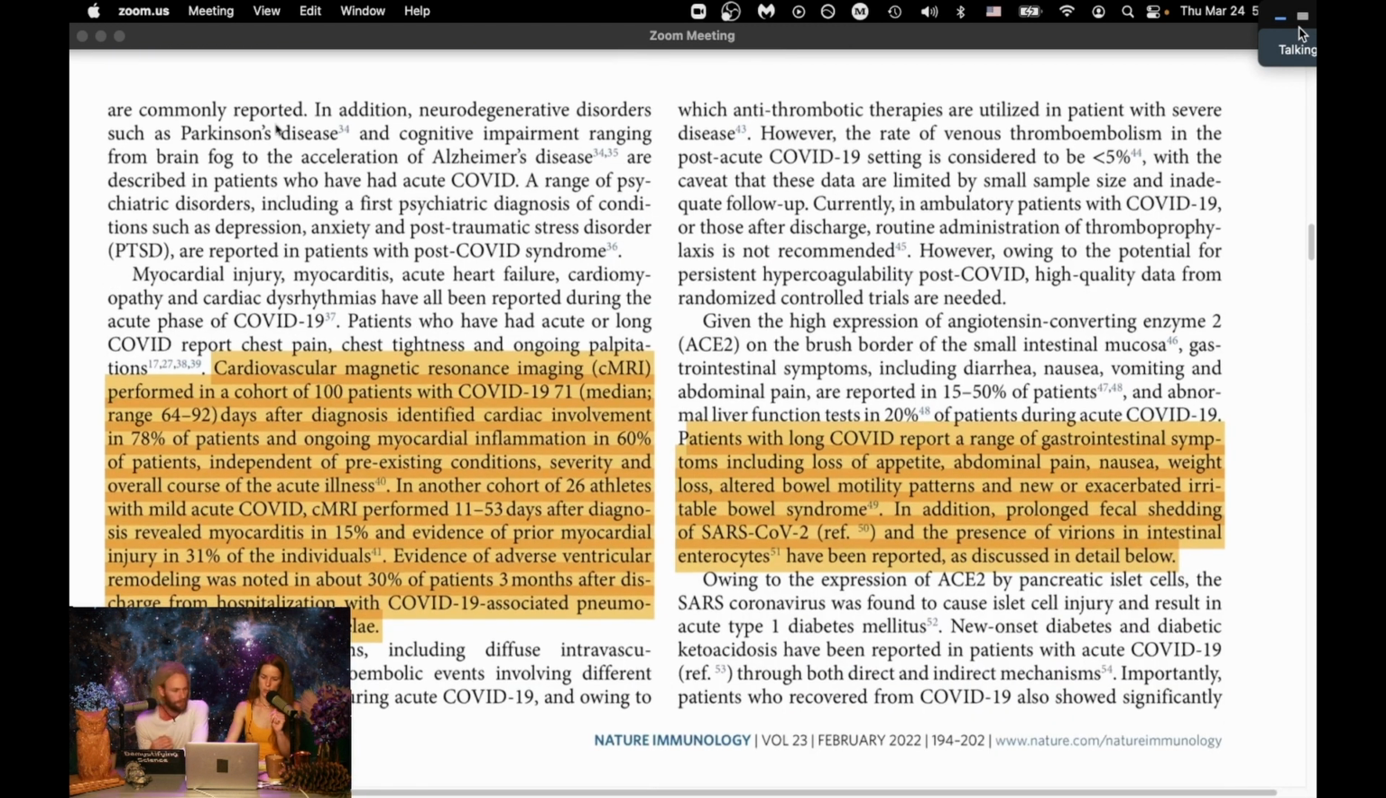Yeah, so there's just basically all kinds of things. So you have these neurodegenerative disorders such as Parkinson's, cognitive impairment from brain fog to accelerations of Alzheimer's disease that are described in patients who have had acute COVID. Also, a range of psychiatric disorders, like we've talked about all of this, but it's basically that you look at somebody who's been sick, or maybe not sick, which is jury's still out on whether or not you can say that, and you start to see all of these accelerated problems.